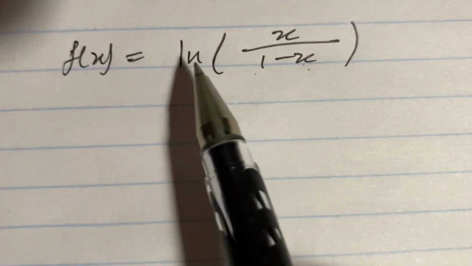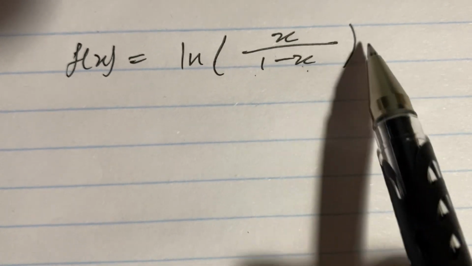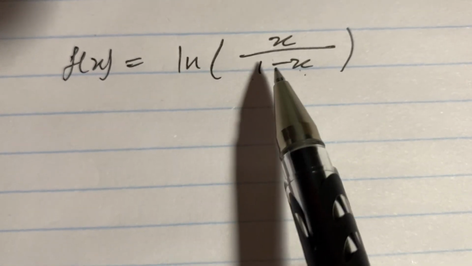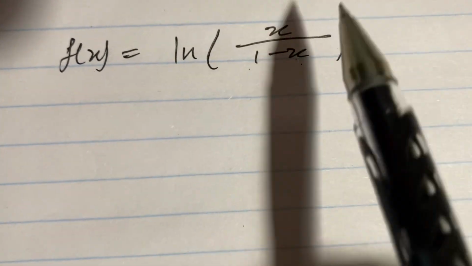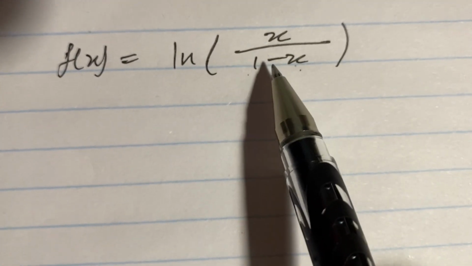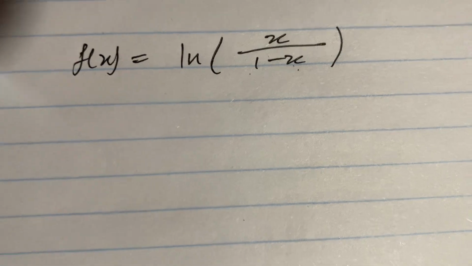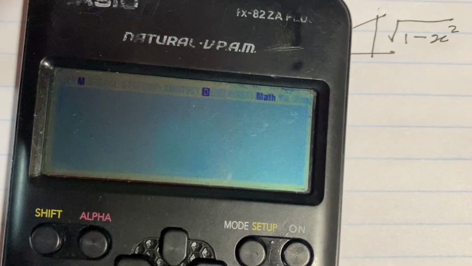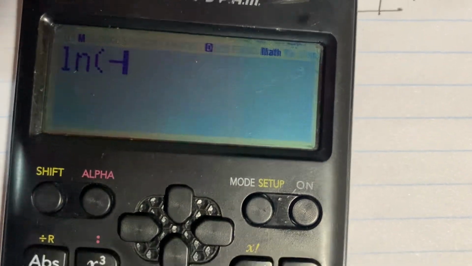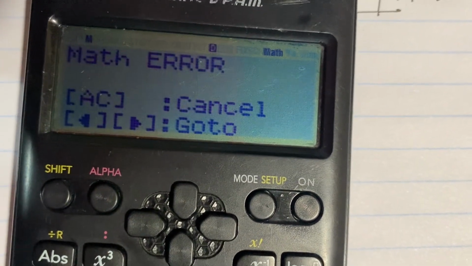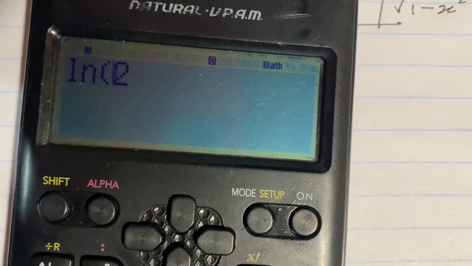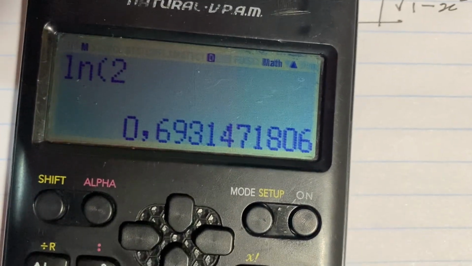And this whole thing is inside a natural logarithm. For anything regarding logarithms, it cannot be negative inside. So what happens if you take a negative number? Let me just switch this on, it works better when it's on. That will give you a math error. But if you make it positive just by deleting the negative sign, you get a value immediately.